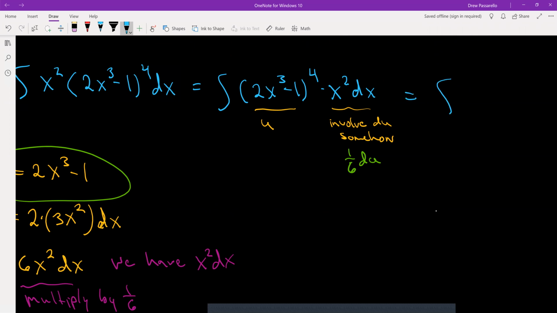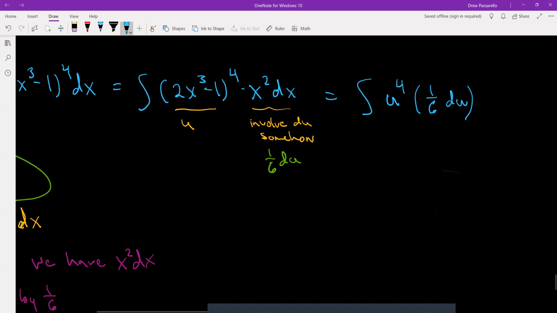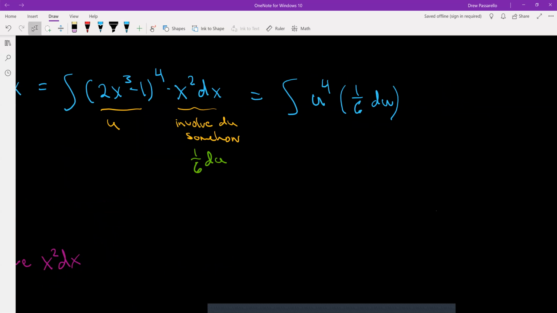So I have now, instead of 2x cubed minus 1/4, I'm going to save time by not switching colors so often. I'm going to go ahead and just write it in blue, u⁴. And then x squared dx is now 1/6 du. All right, so for integrating this, I would factor out the 1/6 and focus on integrating u⁴.